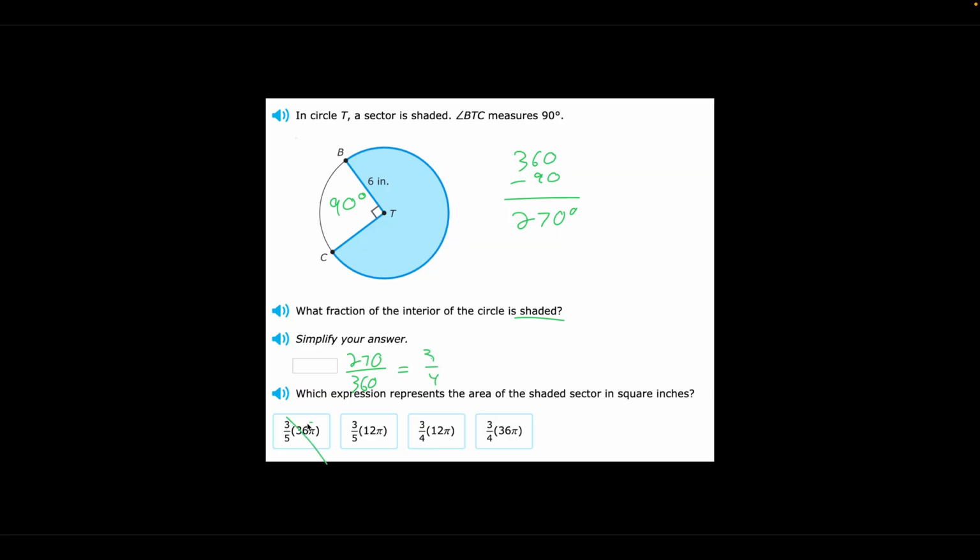So 270 divided by 360 is 3/4 because we already did that one earlier. So we know this answer is wrong, this answer is wrong. And now remember, here it wants to know the area of the shaded sector. So we are not doing circumference anymore, we're doing area, right? Area of a circle is pi r squared. Here the radius is 6, so this is pi times 6 squared, which is 36 pi. And so we want 3/4 of 36 pi, which is this answer here.